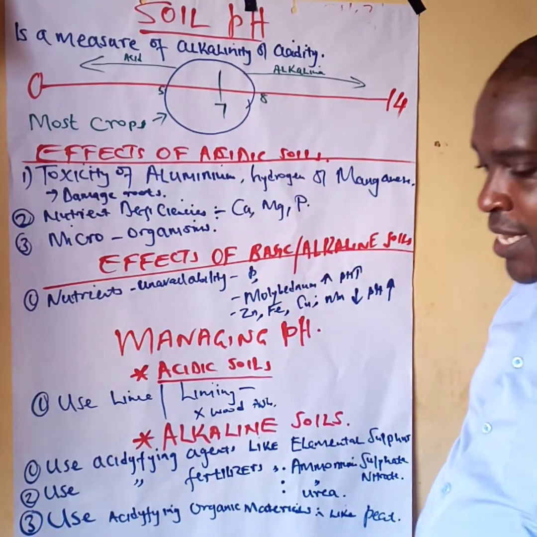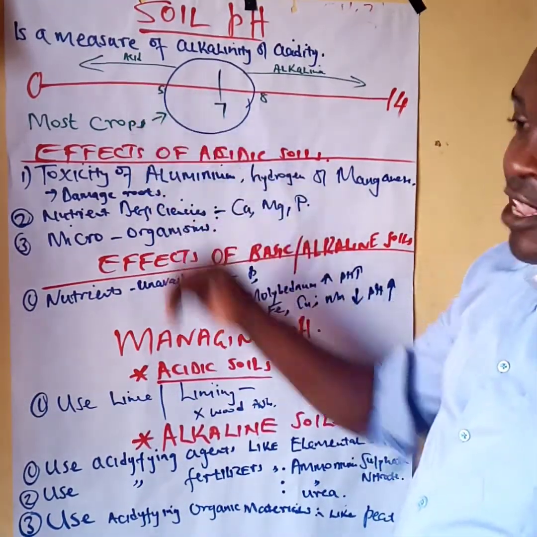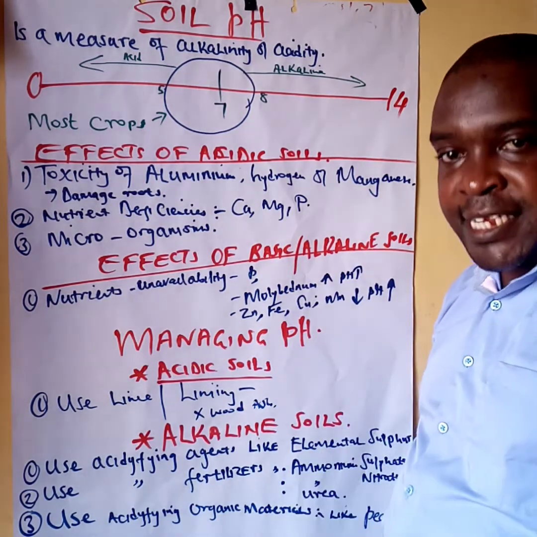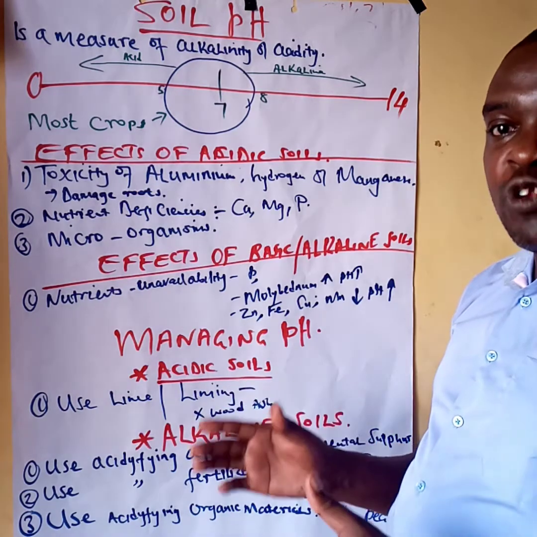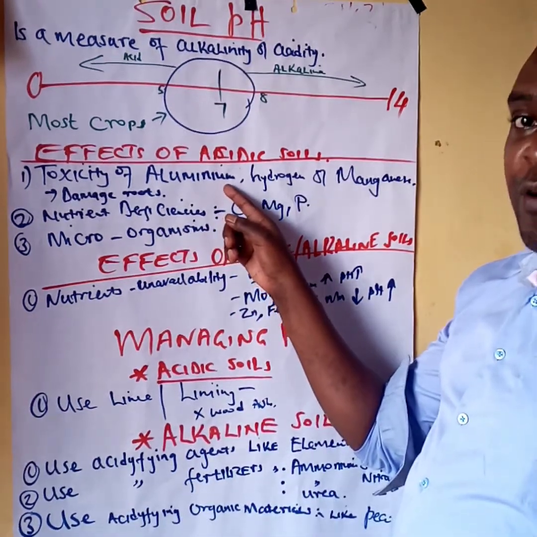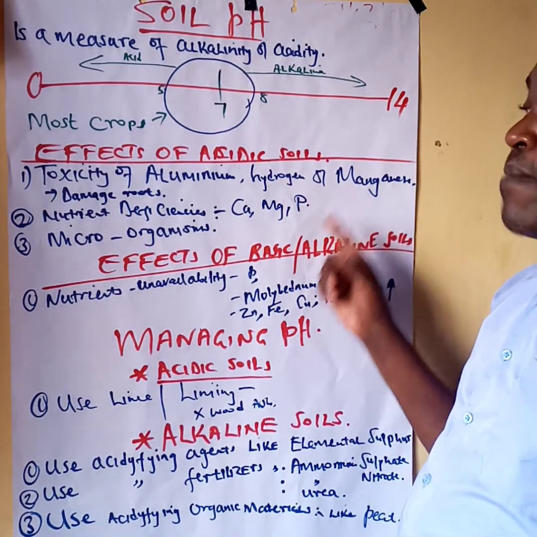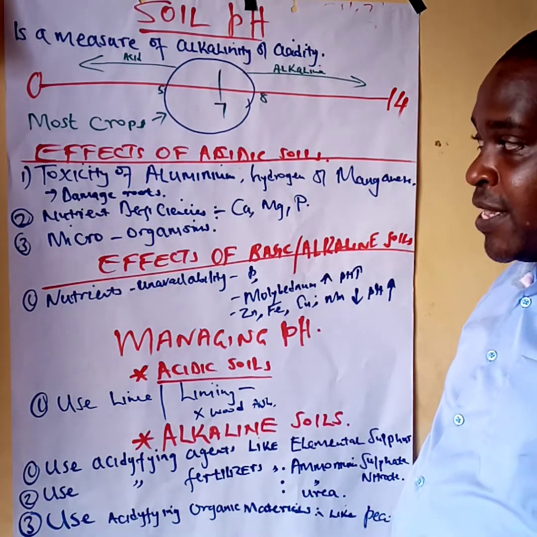What happens with acidic soils? This means below 5, there may be toxicities of some nutrients, majorly aluminium. We may have toxicity of hydrogen, and we may have toxicity of manganese. What happens with those toxicities?